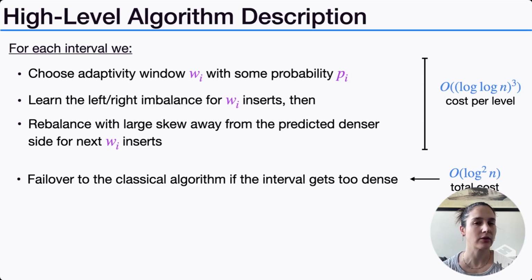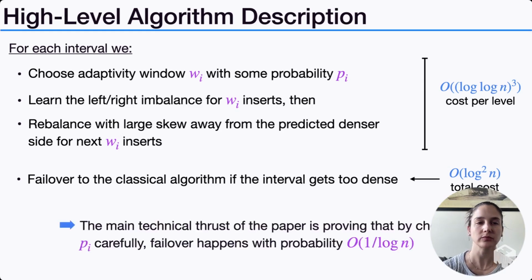Now, since we have a randomized algorithm, we could have some instances where either the cost is very high or even so high that we're at risk of overflowing. This is something we don't want to happen. So what we do to guard against this is just say if an interval gets too dense above some threshold, we're going to revert to the classical Itai et al. log squared algorithm, which we know works deterministically. And this has log squared n total cost over all levels.